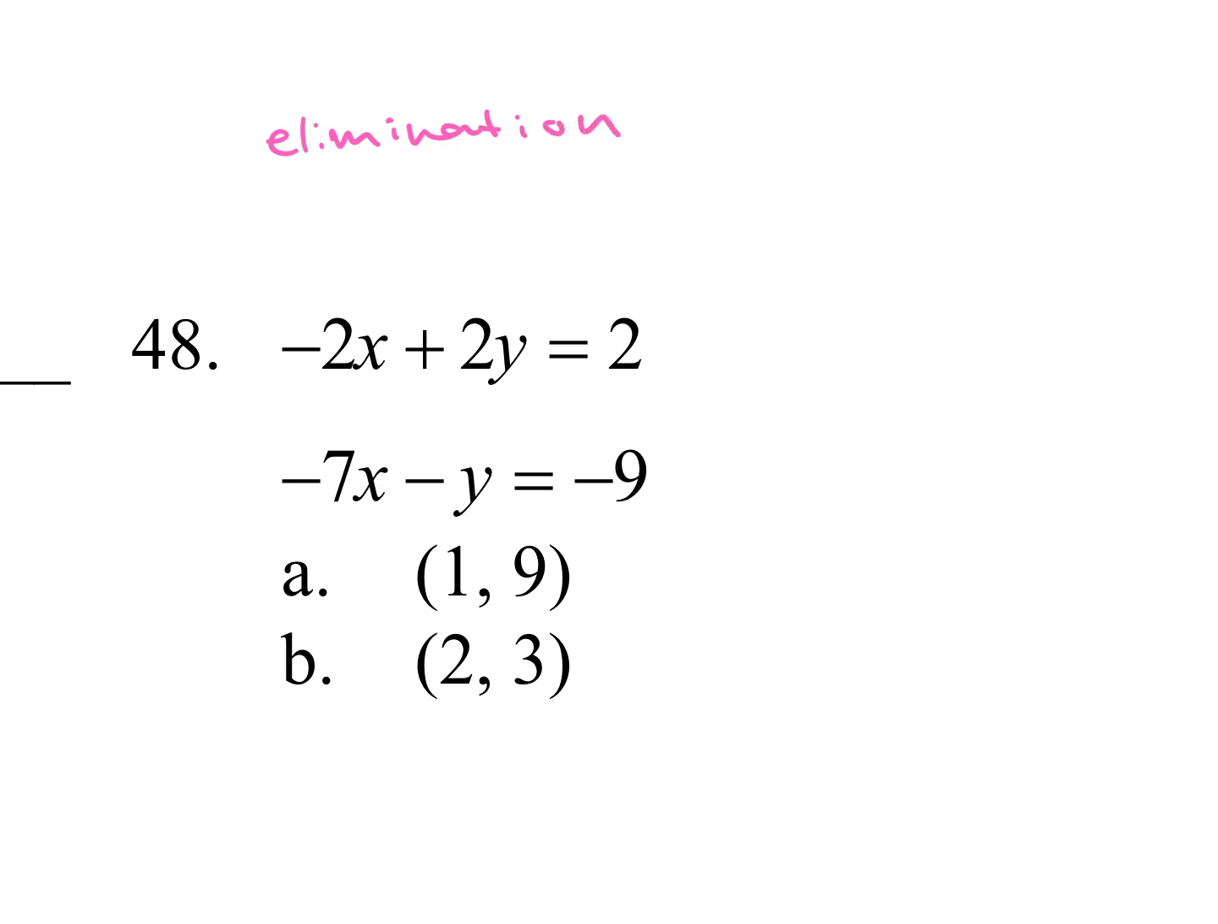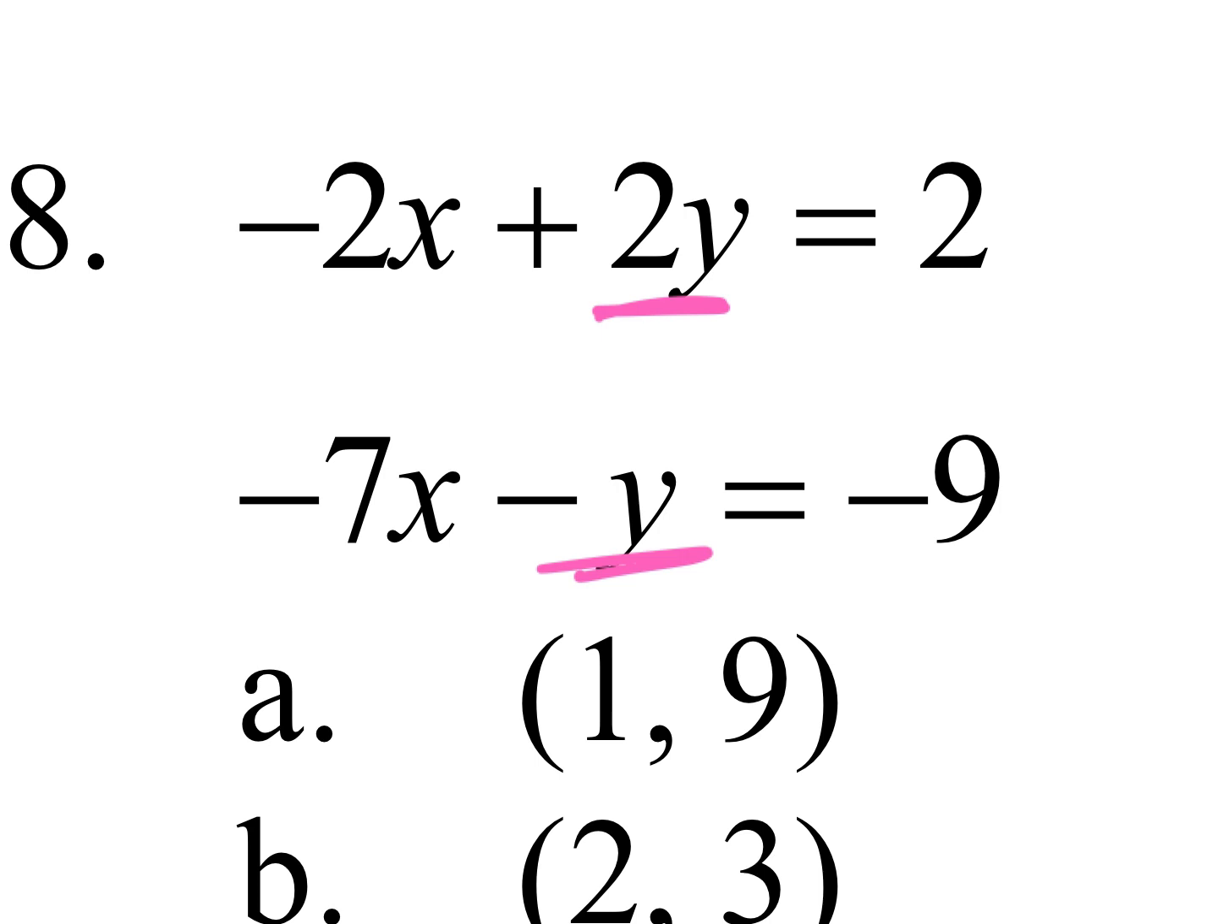So if I'm going to solve with elimination, I need the same coefficient for my variable, but opposites. So I can cancel the y's, but I have a 2y here, so I can make this a negative 2y. I can multiply everything in my second equation by 2. So I can make this negative 14x minus 2y is equal to negative 18. So I just multiplied everything here times 2.